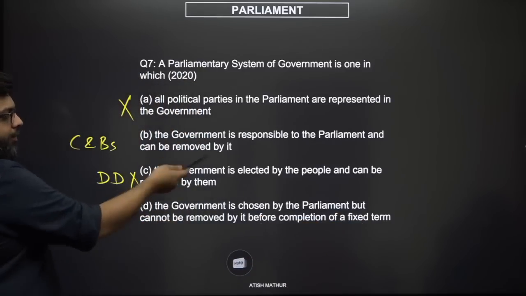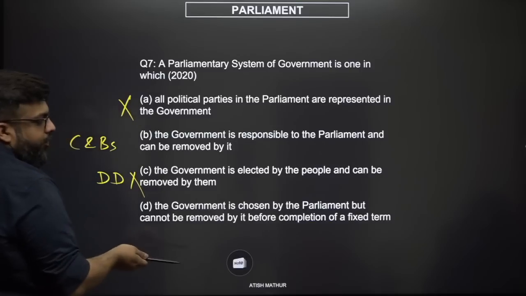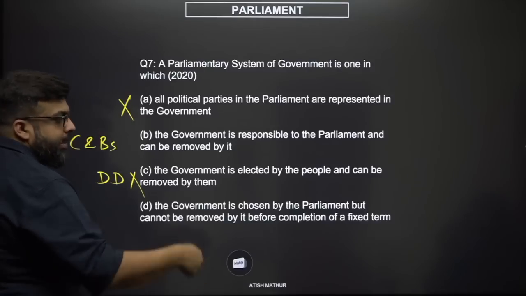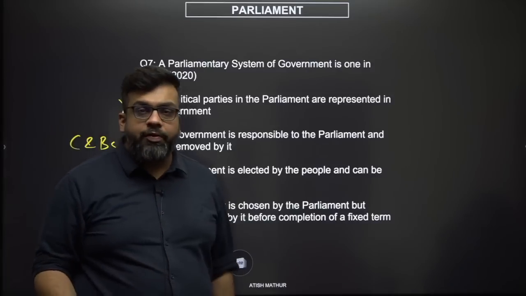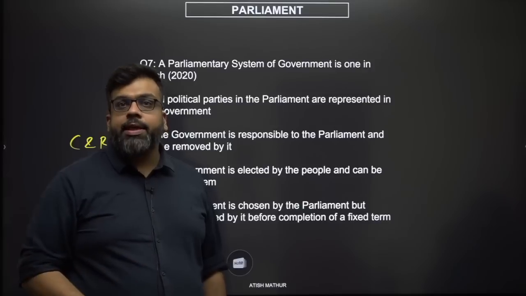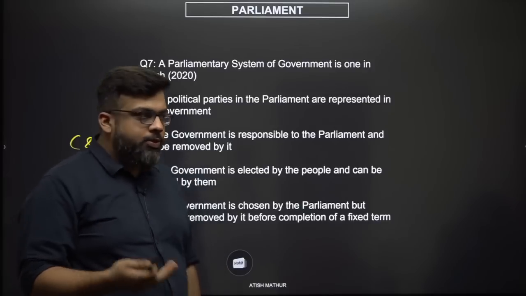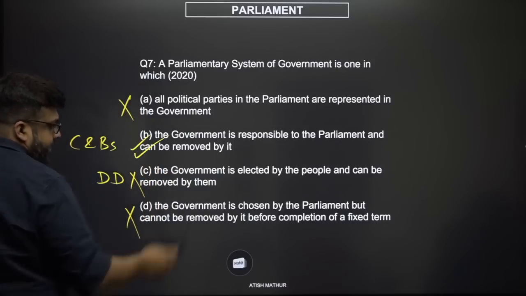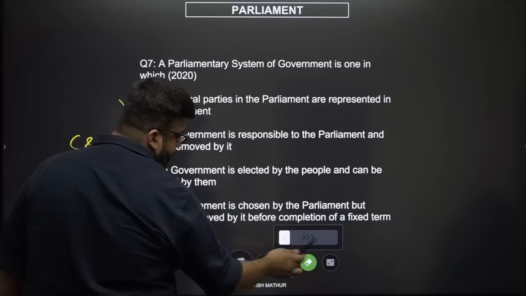So if you cannot remove the government before a term, then how are you responsible to the parliament in the first place? What happens to motions of no confidence? What happens to the parliament approving certain crucial legislation that have to be passed? So obviously option number D is also wrong. Your correct answer is B, and that should be right.